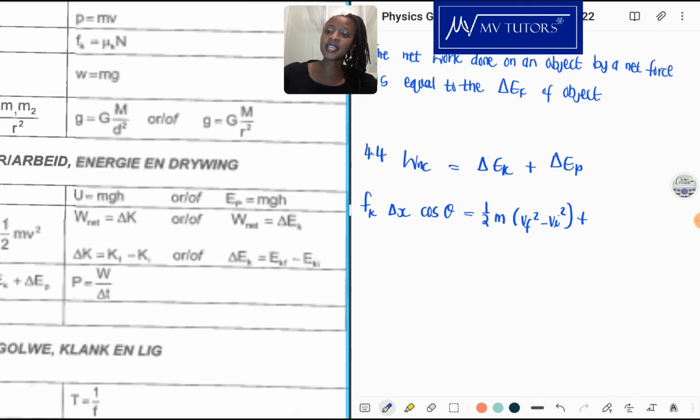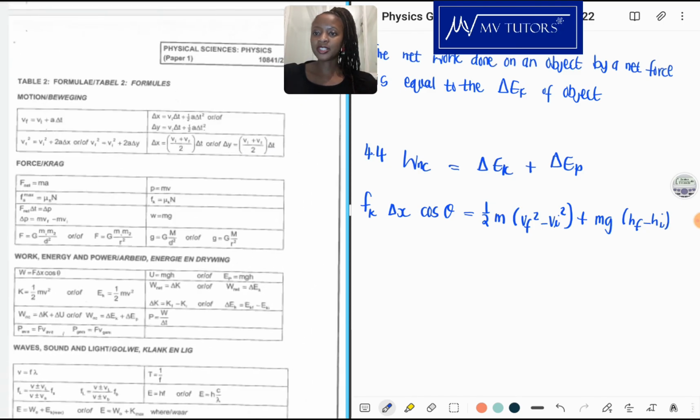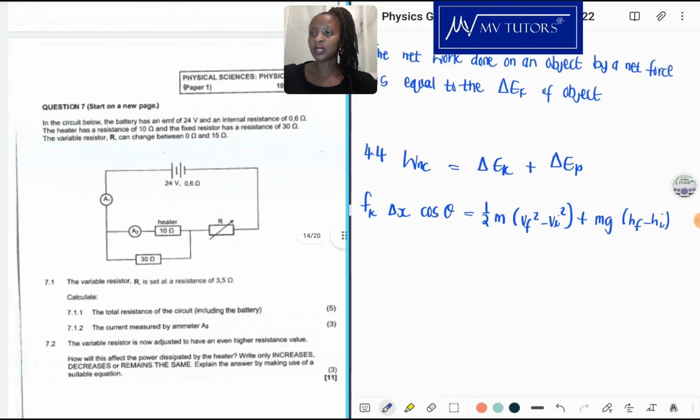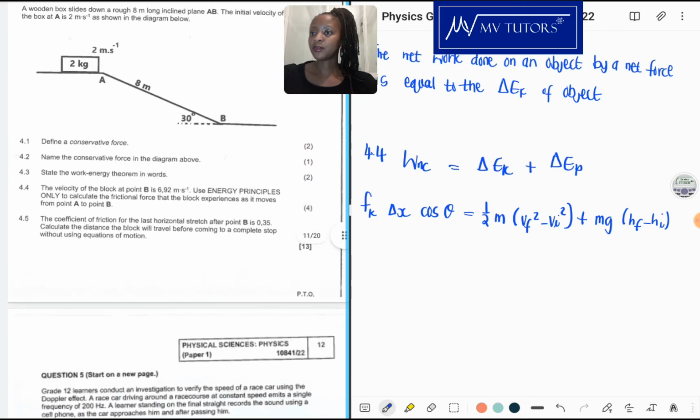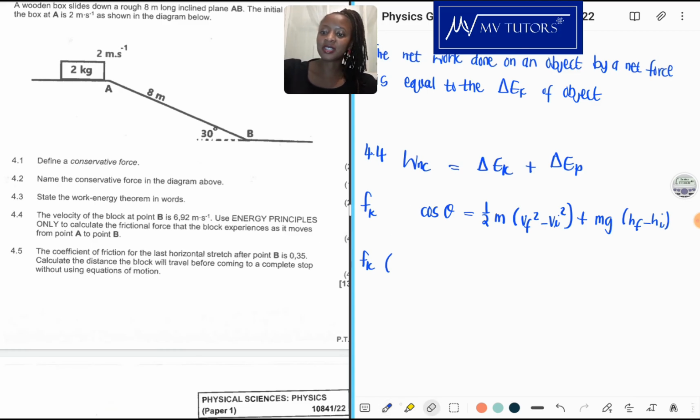Potential energy, that's mgh. So mass times gravitational acceleration, and then we have our final height minus our initial height. So getting back to the question so that we can see what values to substitute and what not. Question 4. So they told us that the final velocity, or rather, friction force is what we're looking for, and then the change in x, I don't really want to use change in x. Maybe let me just say d, to say the distance traveled. So the distance between A and B is 8.